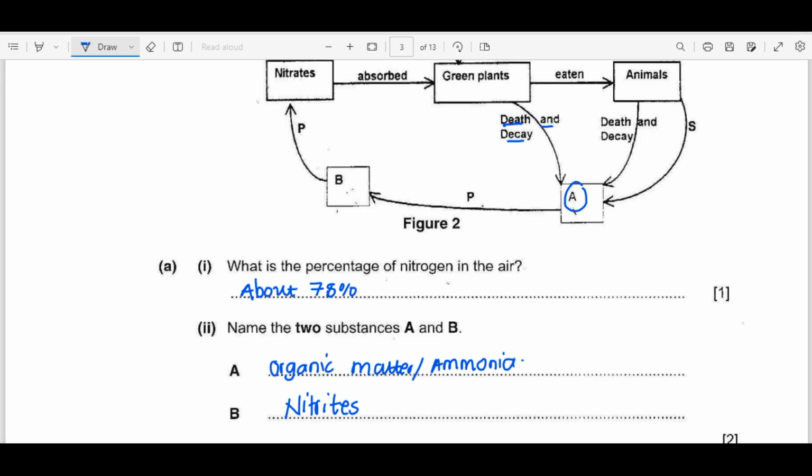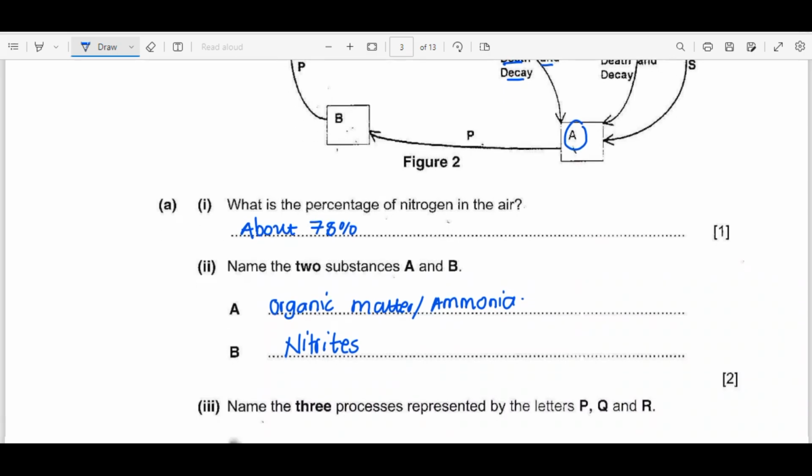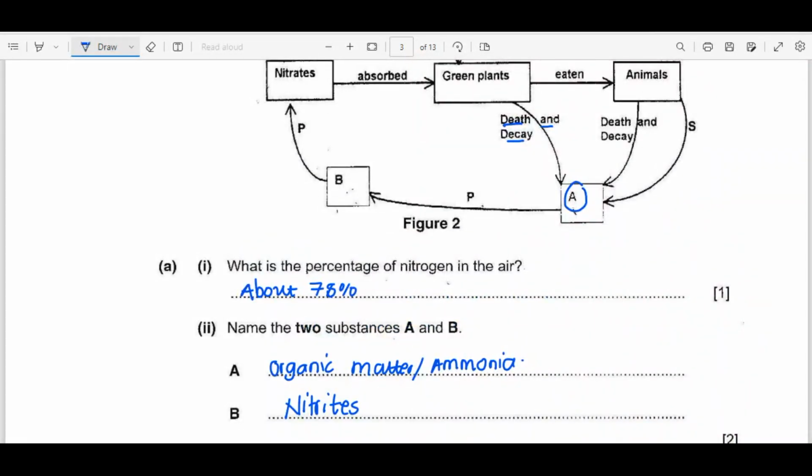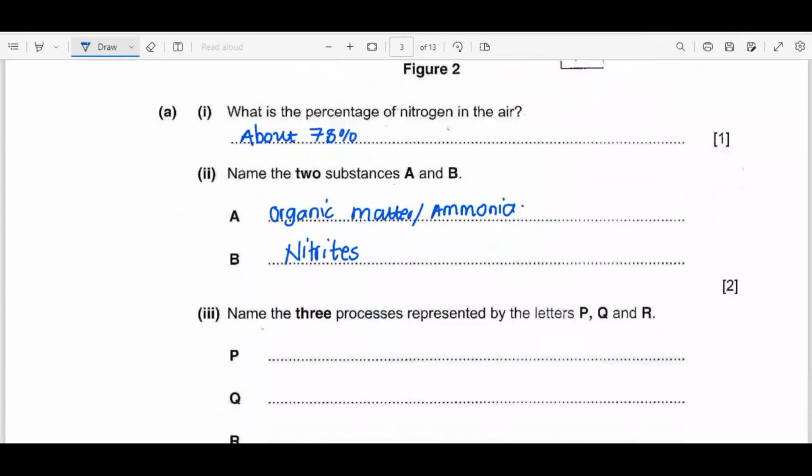So nitrogen is never used in the form of a gas. So that's a concept that you need to have here. Same applies to carbon. Carbon must be used in the form of carbon dioxide. Now we have Roman number 3. Name the three processes represented by the letters P, Q, and R. So P is changing, let's say, ammonia into nitrites, or organic matter into nitrites. So this P is nitrification.